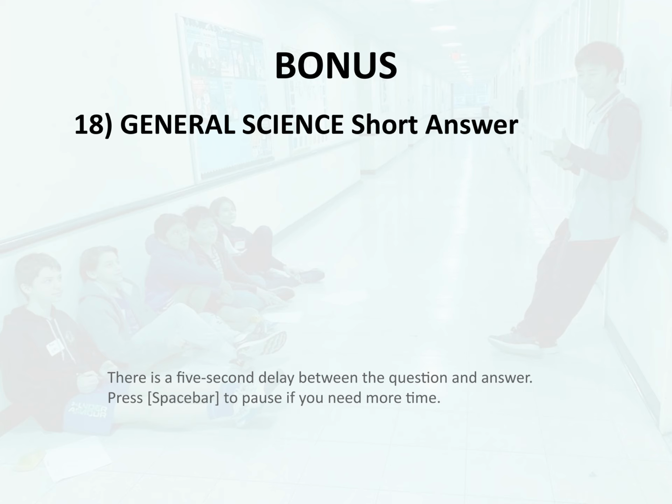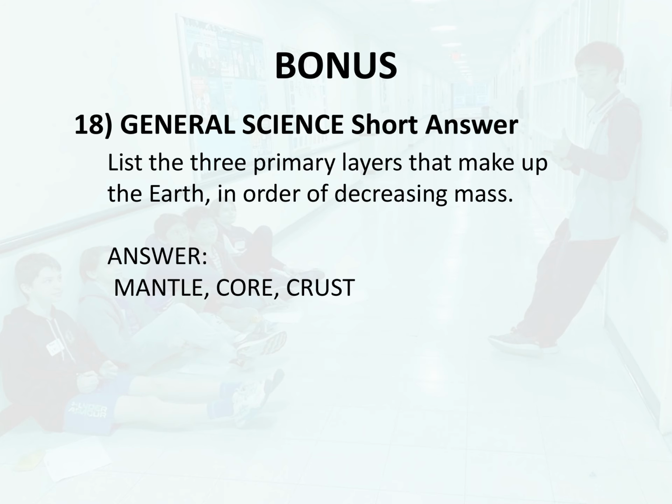Bonus 18. General science. Short answer. List the 3 primary layers that make up the Earth, in order of decreasing mass. Answer: mantle, core, crust.